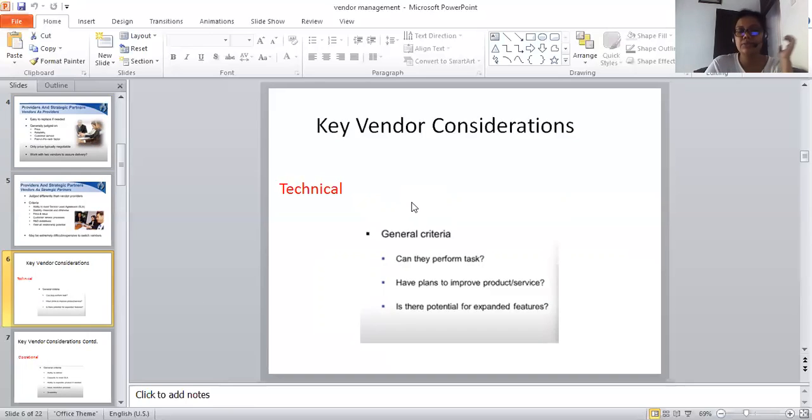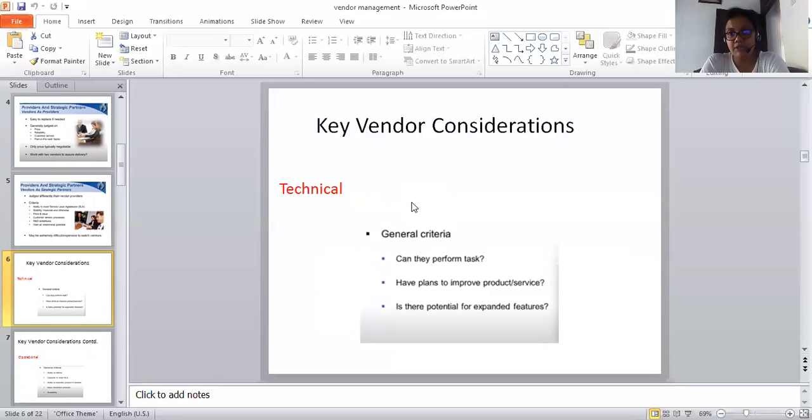And do they have any plans to improve the product or service? Suppose that the human resource information system we are going to purchase from a particular vendor is not currently having the leave application process included in the system. Are they in the process of improving their system and having that particular attribute included? That is what is meant by, do they have any plans to improve the product or service?